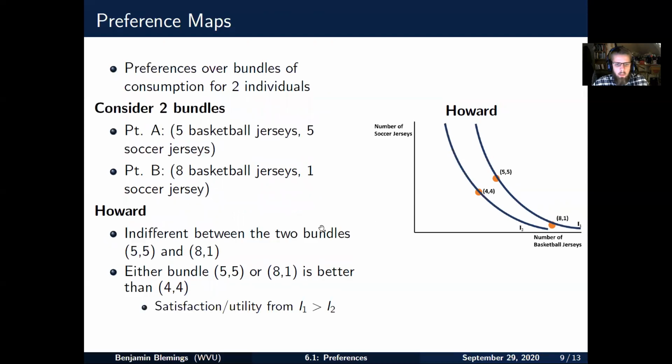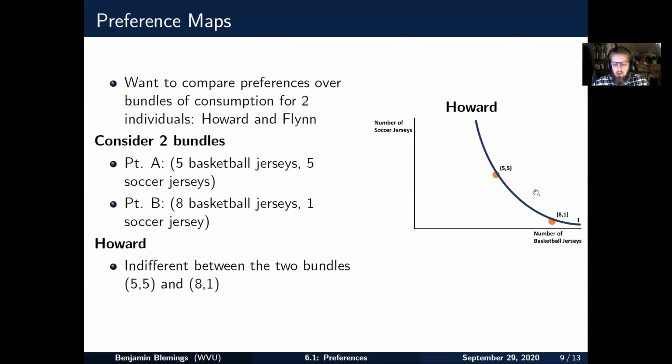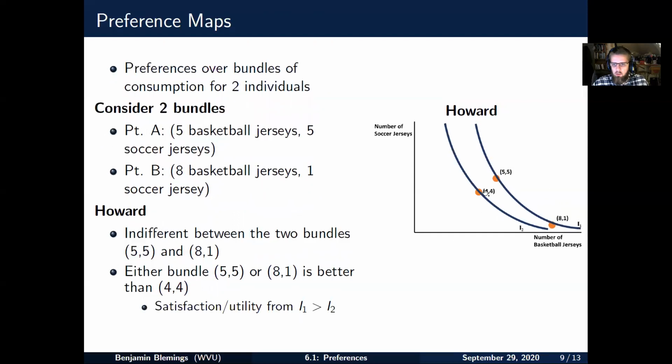And so we know that either of these bundles is better than a bundle at (4,4), because you've got more here and they're on the same indifference curve. Just by knowing those two things, you know that Howard prefers either 8 basketball jerseys and 1 soccer jersey, or 5 of each, to 4 of each. He's getting more satisfaction at either of these points than at the point (4,4). That just comes from knowing that Howard is indifferent, getting the same amount of satisfaction between these 2 points.